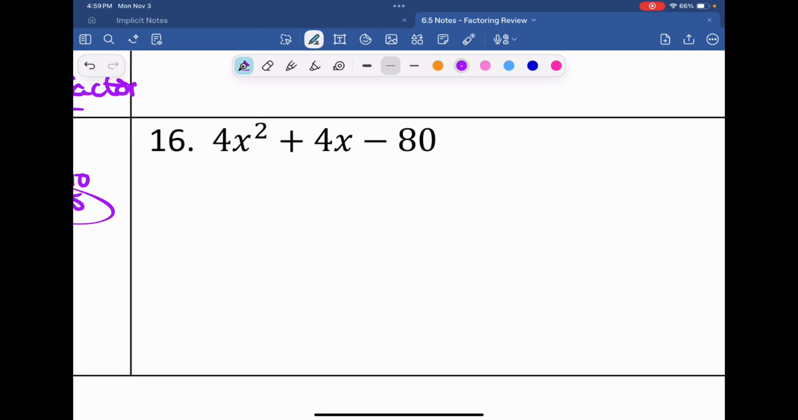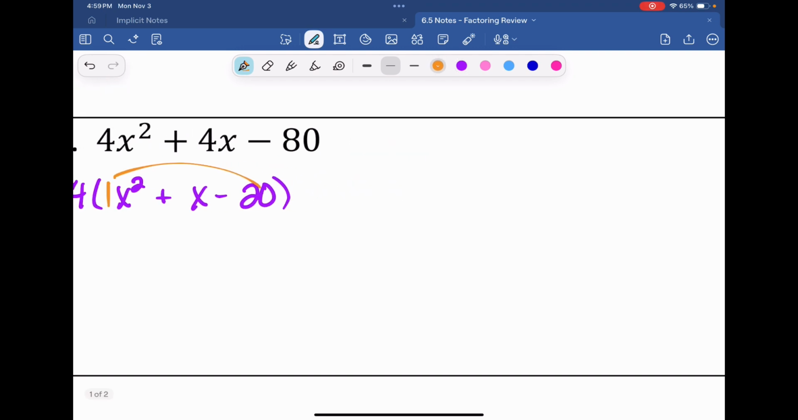Okay, factor out the 4x first, GCF. That's a lie, factor out just 4. Leading coefficient 1 times negative 20.